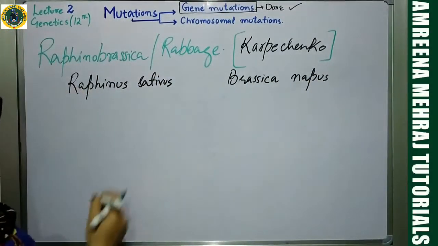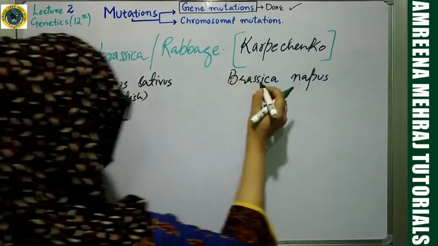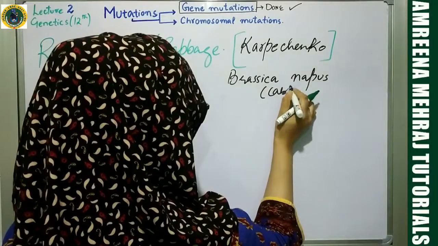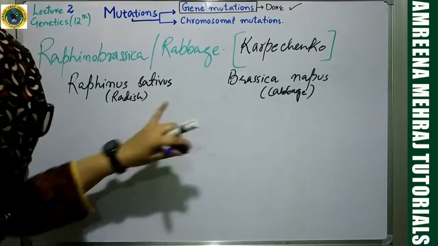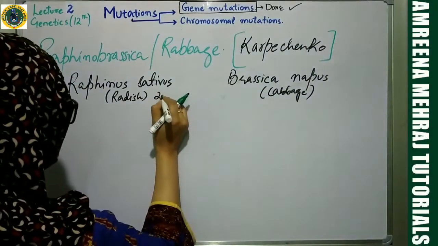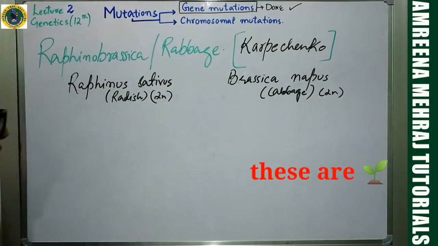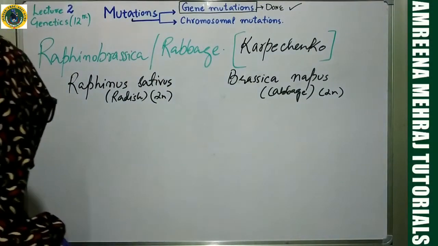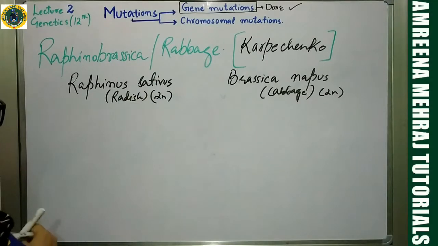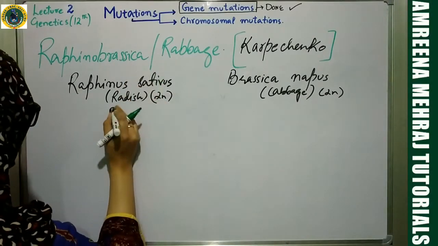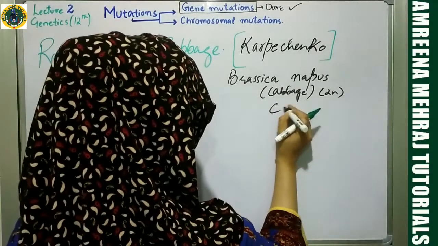Okay, so we have radish. This is the experiment which was done by Karpchenko, and cabbage, Brassica napus and Raphanus sativus. Both of them are diploid organisms. Okay, this is diploid and this is diploid. Both of them have 18 chromosomes. Now, for simplicity purposes, let us represent the genome of radish by RR, because it's diploid, I have told you, and let us represent the genome of cabbage by CC.